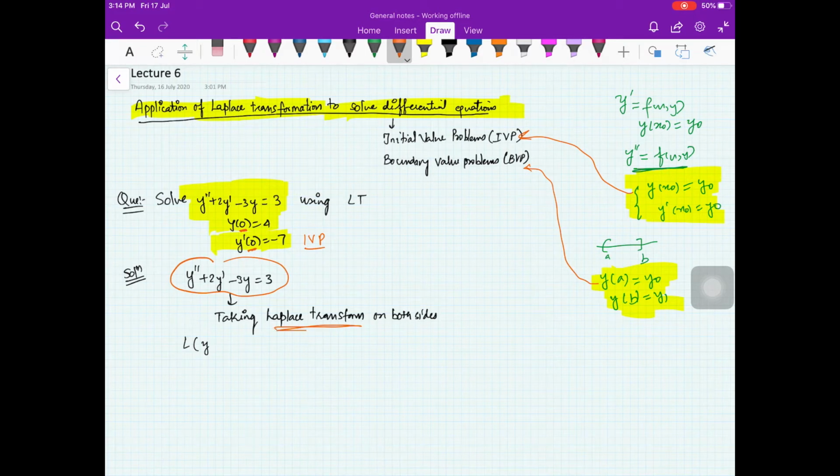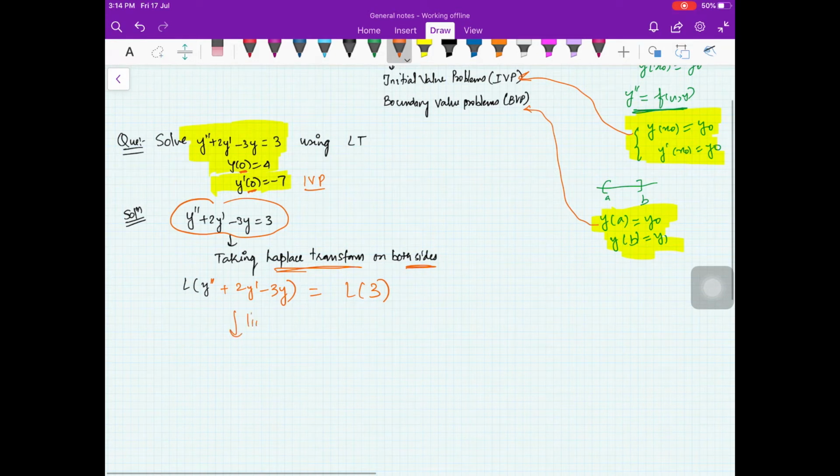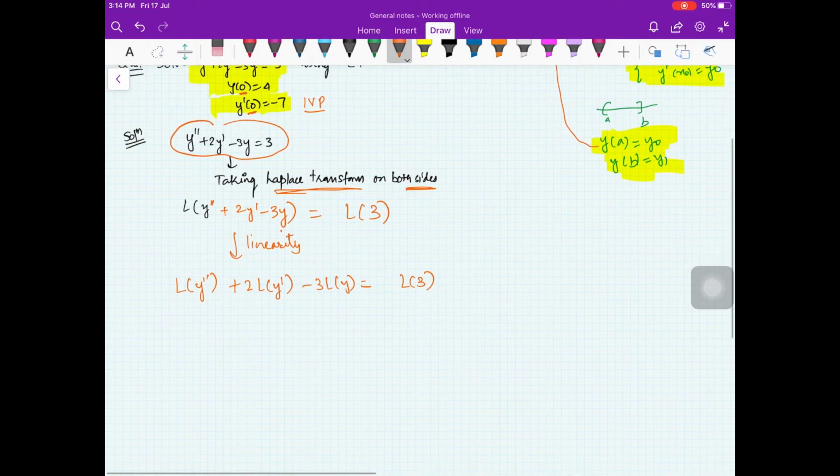So you take this equation and take Laplace transform on both sides, so you will get Laplace transform of y double dash plus 2y dash minus 3y is equal to Laplace transform of 3. Now you can use the linearity property of Laplace transform, so this will be L of y double dash plus 2 L of y dash minus 3 L of y is equal to L of 3. Now you can use the formula for Laplace transform of the second derivative, that is s square F of s minus s into y of 0 minus y dash 0.